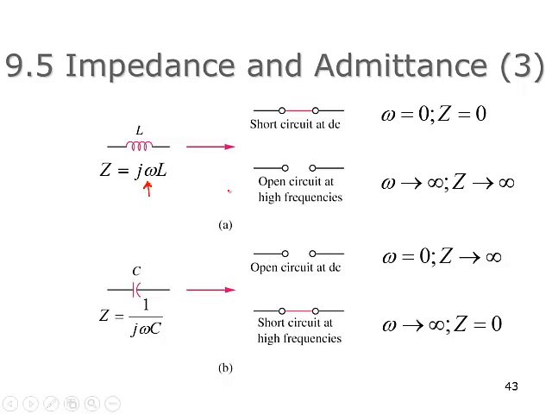And capacitors do the opposite, interestingly enough. Since it's 1 over j omega C for the impedance of a capacitor, omega is on the bottom. So when omega approaches 0, the impedance approaches infinity, which means a capacitor kind of looks like an open circuit at DC. And when omega gets really, really large, the Z goes to 0. So the capacitor looks like a short circuit at high frequencies.